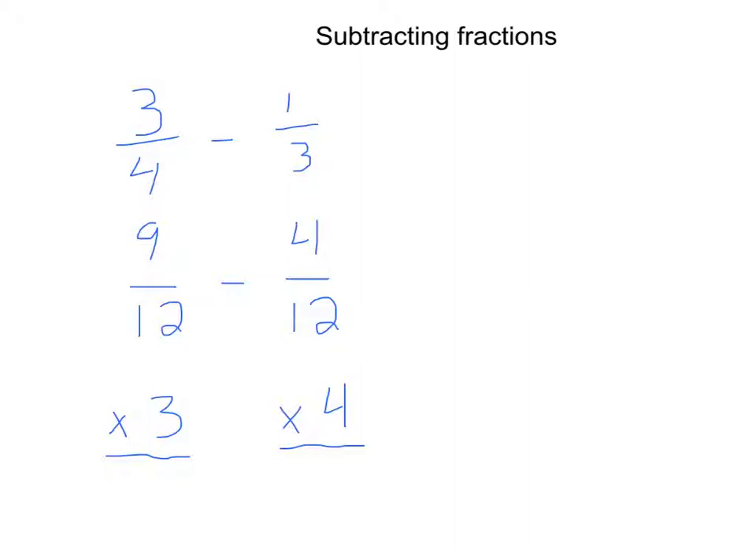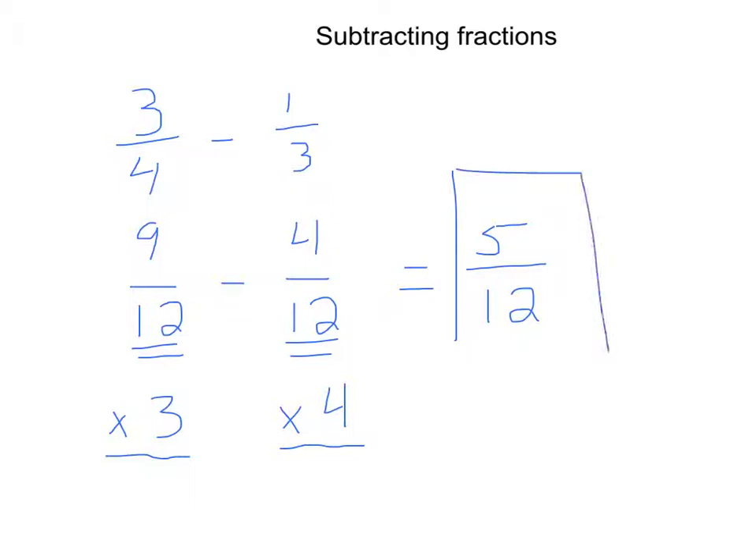Now that our denominators are the same, we can go ahead and subtract straight across our numerators, getting 9 minus 4, which is 5. And just like when we add fractions, when we subtract fractions, our denominator will stay the same. So our answer to 3/4 minus 1/3 is 5/12.